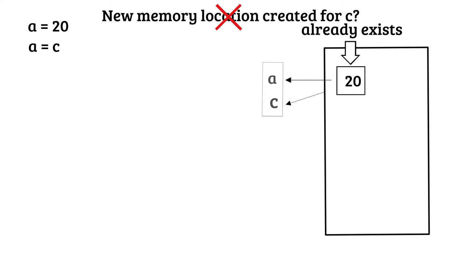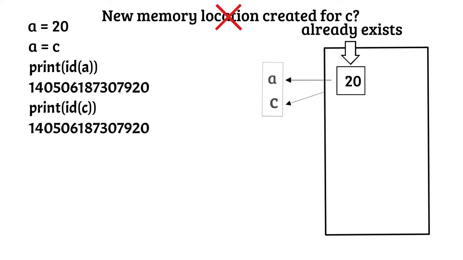So now, if you compare the memory location of a and c, then as you can see, both are pointing to the same memory address. This is because, as I mentioned earlier, both the variables are pointing to the same integer object stored in the memory. Now let us try out a few more things.